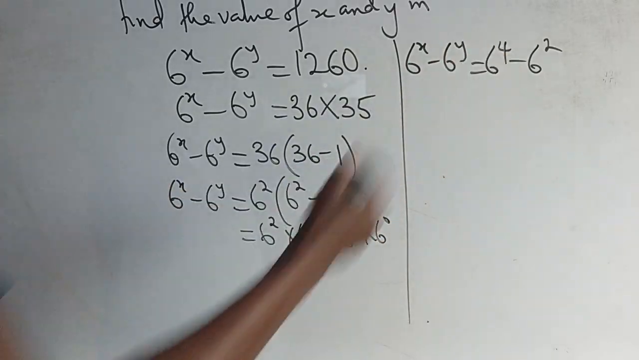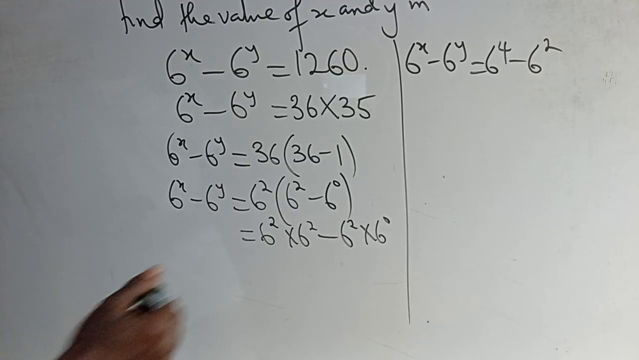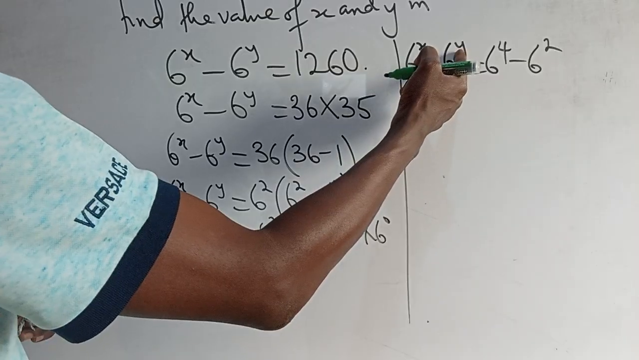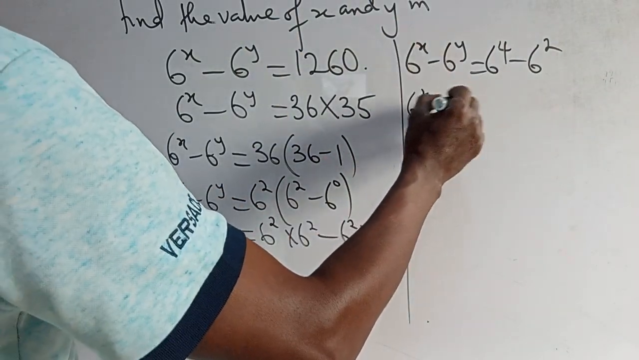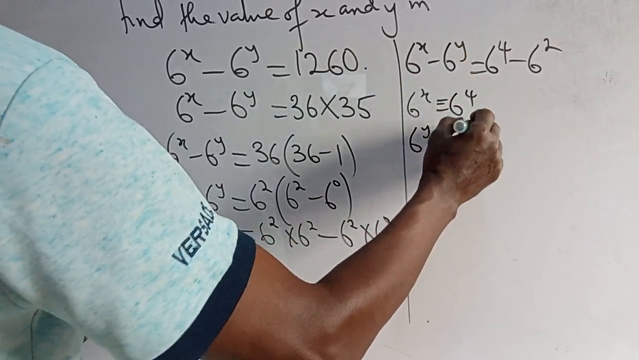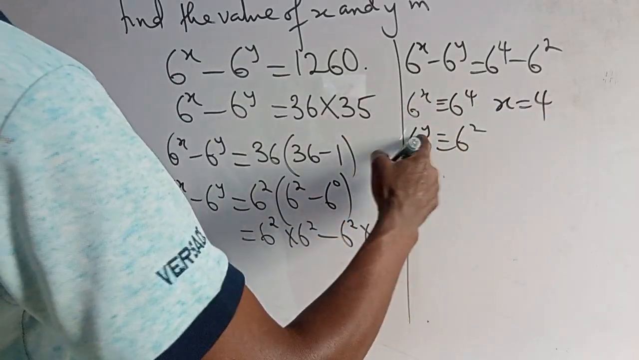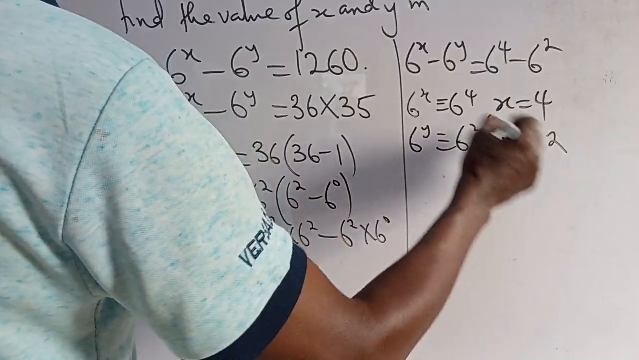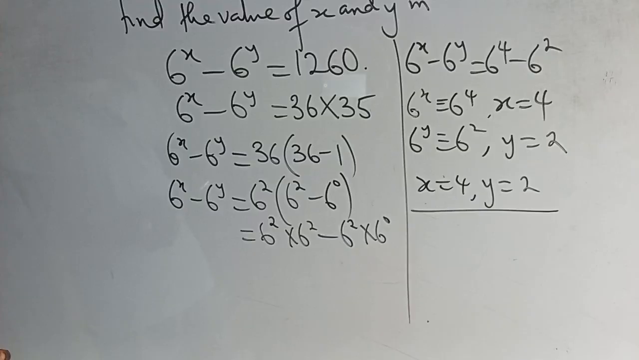So now, comparing what you have on both the left and right-hand sides of the equation, you will see that you have 6 raised to x minus 6 raised to y is equal to 6 raised to 4 minus 6 raised to 2. So 6 raised to x is equal to 6 raised to 4, while 6 raised to y is equal to 6 raised to 2. Comparing the two exponents, x equals 4, and comparing the other two exponents, y equals 2. So therefore, x equals 4, y equals 2. That is the solution to the problem.